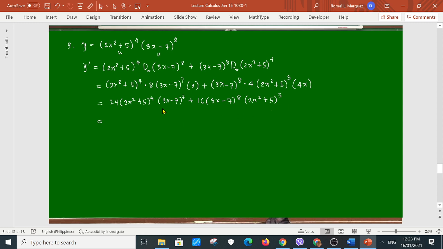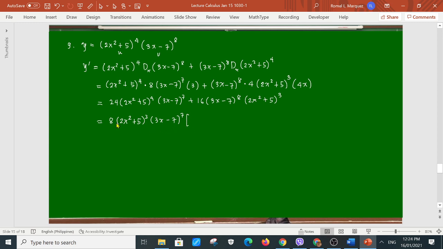That is the answer, but that's not considered simplest form. Normally, if you have something like this, you express it in a compact form. That is in product form, because there is still a plus. There is a common factor. 16, 24. What is common there? 8, right? And 2x squared plus 5 raised to 4 and 2x squared plus 5 raised to 3. The common is 2x squared plus 5 raised to 3. So, for 3x minus 7, the common is the one having exponent 7. Am I right, children?